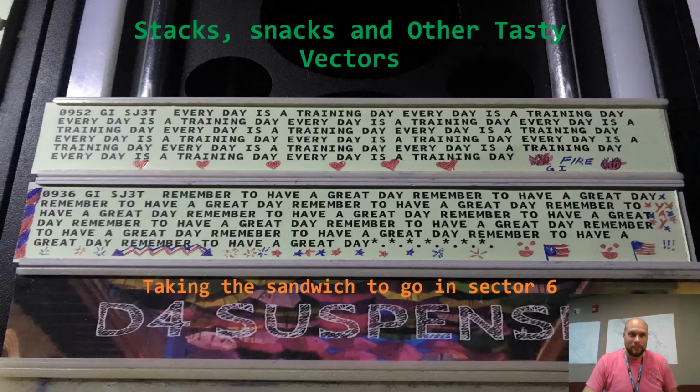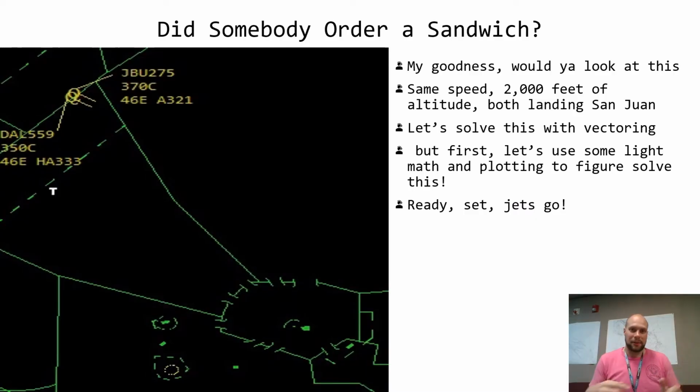Okay, see you there. So today's title of the bullet point slides is, did somebody order a sandwich? Now, you probably didn't, but you're getting one anyways. So let's take a look at what we got here. My goodness, would you look at this? Same speed, 2,000 feet of altitude, both landing San Juan. JetBlue 275 from the Bradley Airport and Delta 559 from Atlanta Airport, right? Flights we deal with every day. And exciting types there too, two Airbus products there.